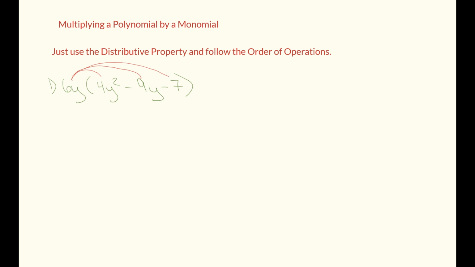So 6y times 4y squared would give me 24y cubed. 6 times negative 9 is negative 54. Then I've got 2 y's, so y squared. 6 times negative 7 is negative 42. And then I have the y. That's all. That's my answer. I can't combine anything because none of those are like terms, so that's it.